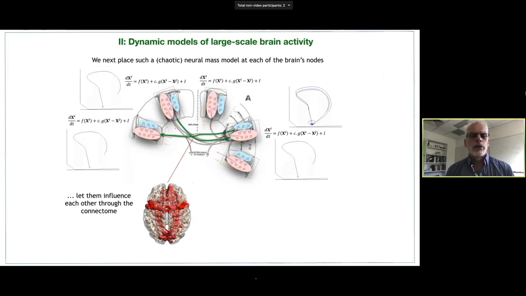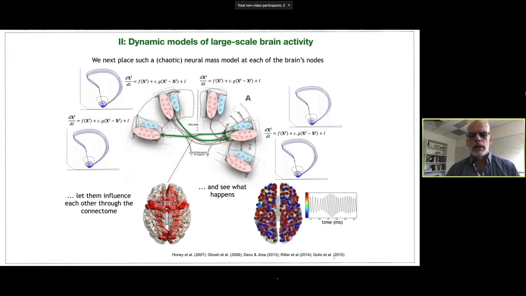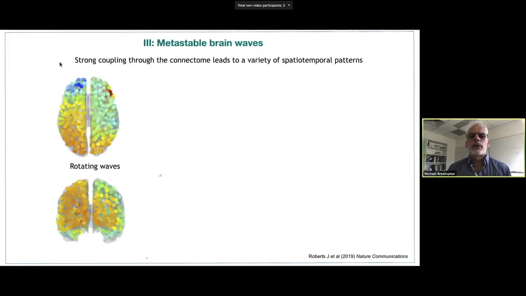I use diffusion tractography to derive an estimate of whole brain connectivity. This is structural connectivity. So this is a measure of how these regions are connected to all other regions. I'm sure most of you have heard of the connectome. So I'm taking neural mass models and I'm coupling them together through the connectome, and then I'm going to simulate them forward in time. So what happens when we simulate these whole brain models?